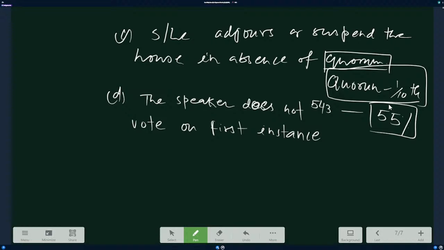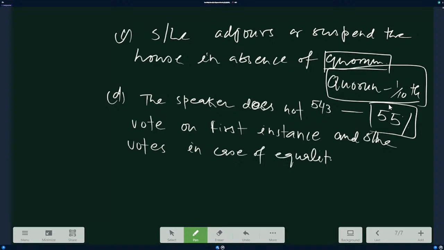When there is an equality of votes within the Lok Sabha, in that case the Speaker votes. Okay. The Speaker does not vote on first instance, and he or she votes in case of equality.